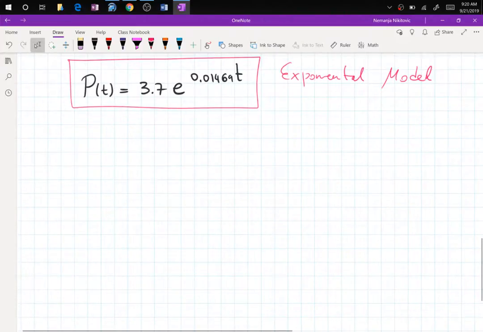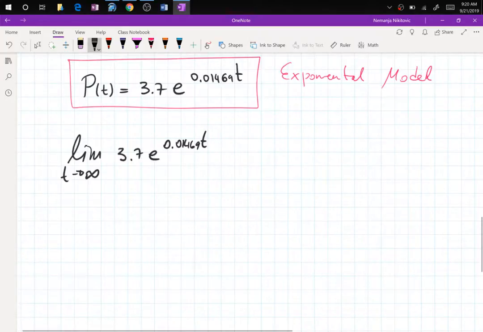And I want to know what kind of calculus I can do on this. The first thing, obviously, is the first concept we learn in calculus, which is limit. We would like to see what happens if we are to wait forever. What would be the population of the planet Earth if we send time to infinity? And that will be 3.7 e to the 0.01469 t. Well, you get the infinity, right?